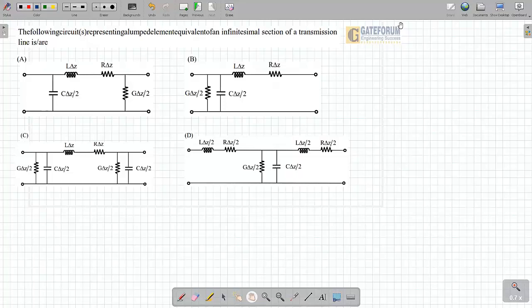The following circuit representing lumped model equivalent of an infinitesimal section of a transmission line. So in this, you have to identify which one of them represents that one. So the correct option for this is option B, C, and D. Right? If you look at the option, see why option A is not the correct one, because here the capacitance and the admittance part, right? The conductance part, the capacitance part and conductance part, they are having a different potential here, right?